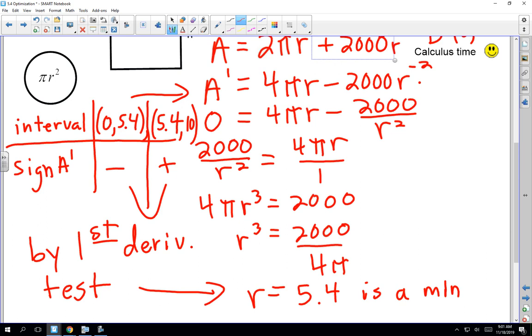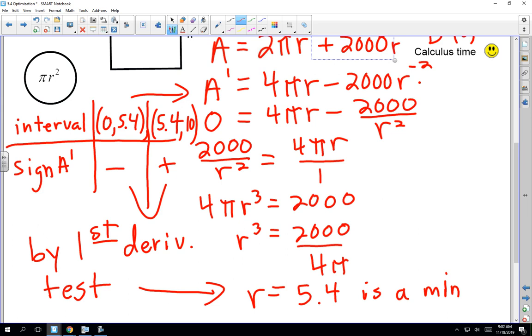They would ask you to demonstrate that you know it is a minimum value. To demonstrate that, you've got to use either the first or second derivative test, even though we know that on an open interval, this is the only critical point, so it must be the solution. So just be aware of that.